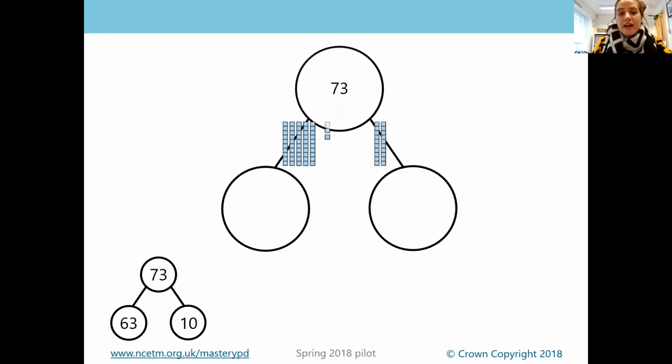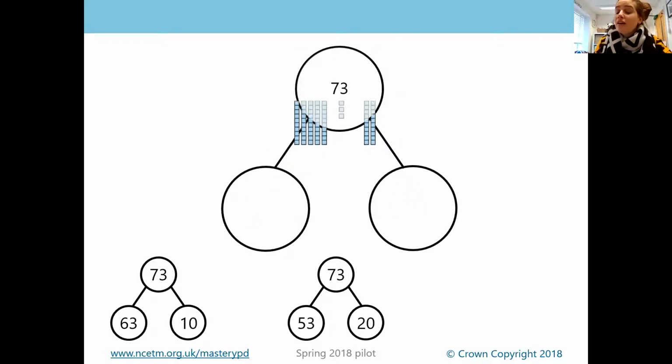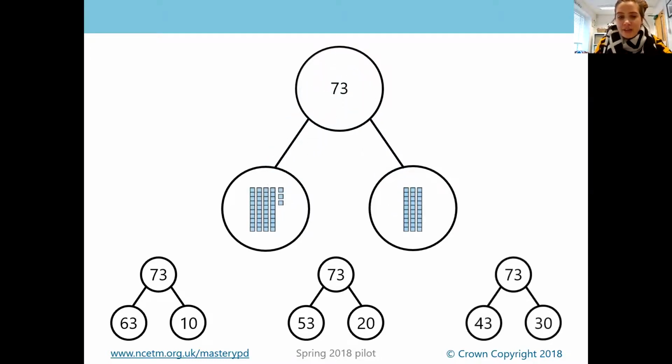Well done. You could have had 20 and 53. I wonder if anybody notices the pattern. Who can guess what the third one might be? We had a group of 10, we've got a group of 20, and now we're going to have a group of, I'm assuming, yes, a group of 30 and 43. And our multiples of 10 are increasing by a group of 10 each time, and this other part is getting less by 10. We're subtracting 10 every time.